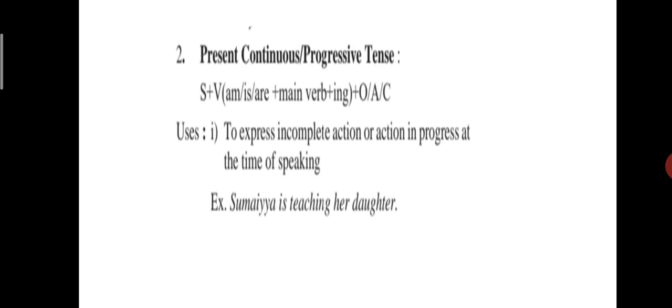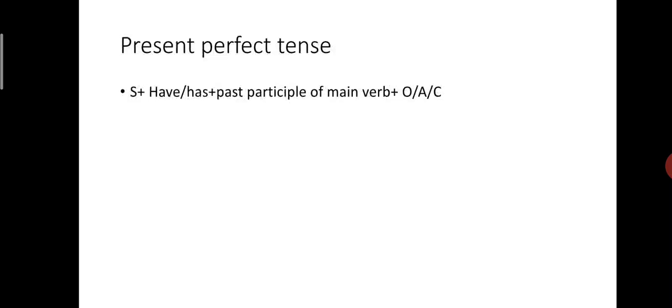Next type, present perfect tense. See the structure. Subject plus have or has plus past participle of main verb plus object or adverbial or complement. How is it used? To express completed action at the time of speaking. Example, Manisha has completed homework. It is a present perfect tense.